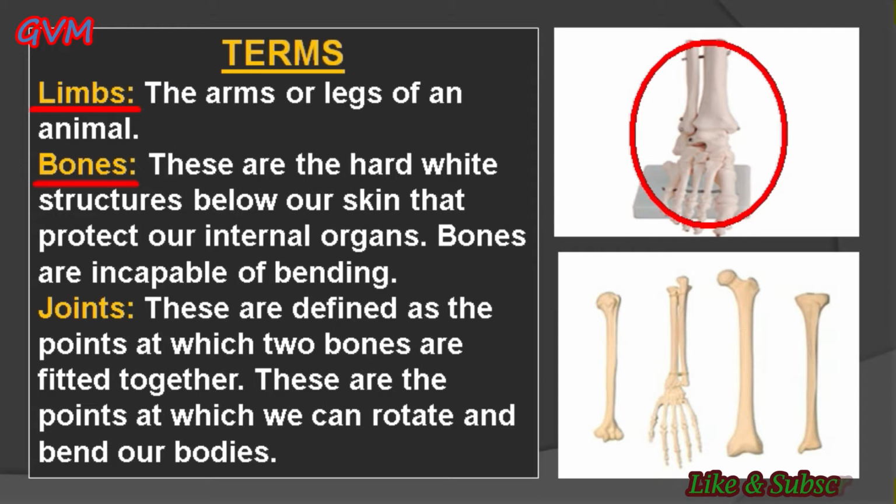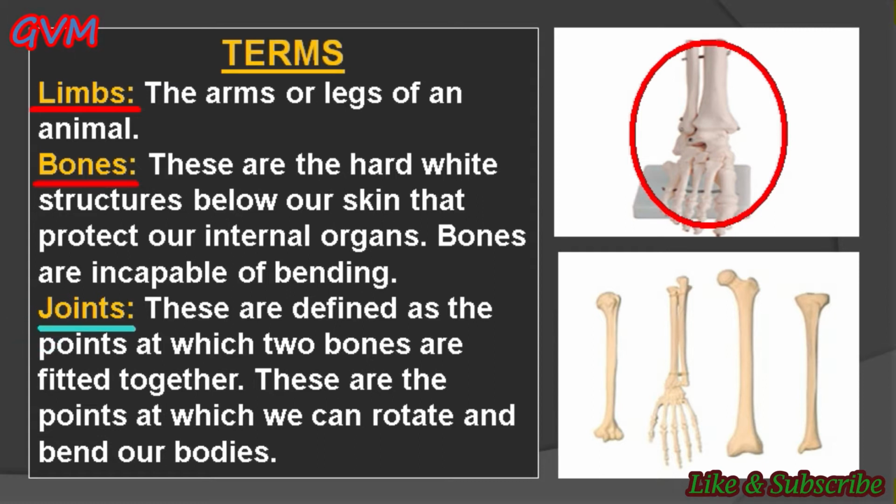Students, bone is living tissue that makes up the body's skeleton, and these bones are basically our hard white structures located just below our skin, and their function is to protect our internal organs. And not only this, in fact, bones are also capable of bending. That helps us in bending our body.